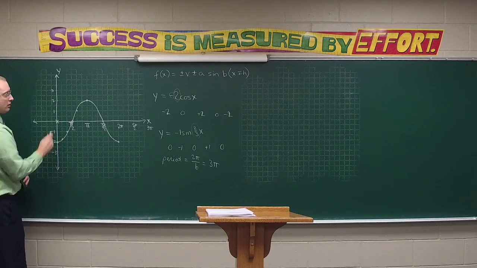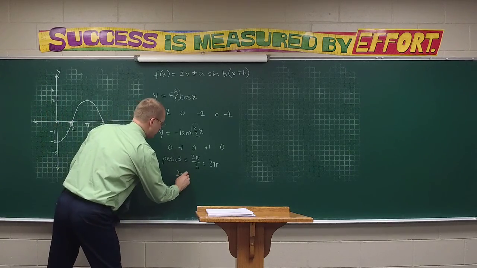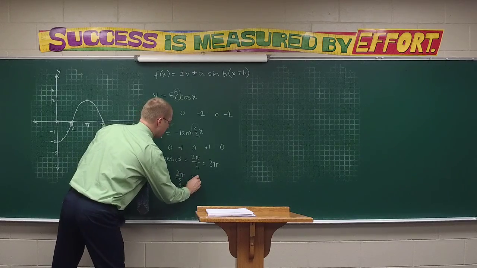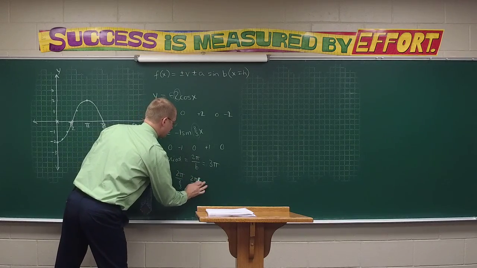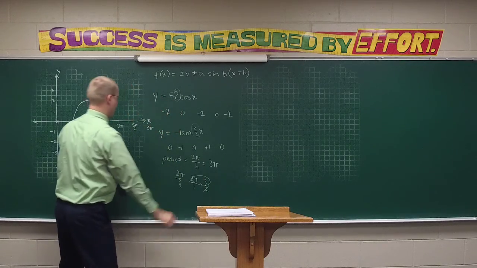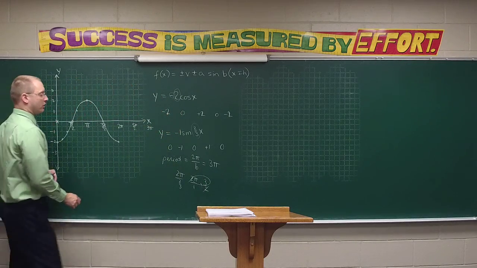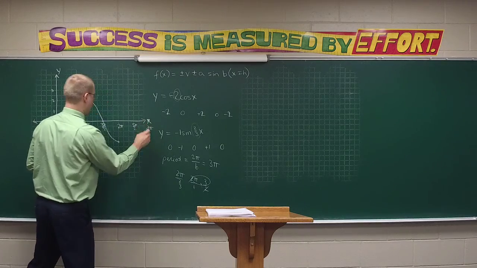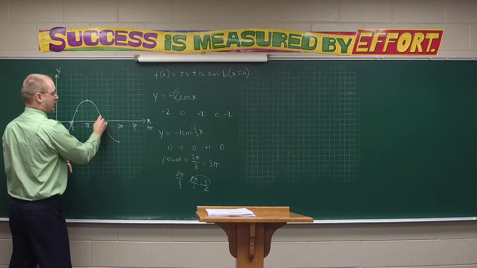How did you get 3 pi? 2 pi divided by 2/3. Remember, we take 2 pi over 1 and we multiply by the reciprocal, 3/2. Cancel the 2 and 2, and there's your 3 pi. So we're going to start at 0. We're going to end at 0, and halfway in between we're going to be at 0.